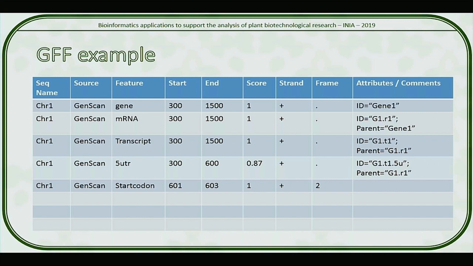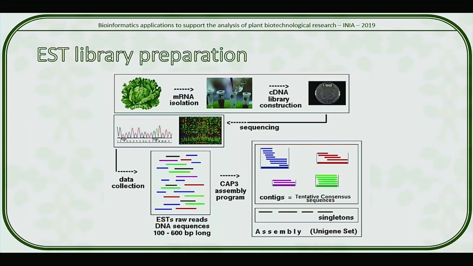Then the start: what's the start position of the feature? What's the end position of the feature? What's the score? If you use a program, it's likely going to give you a score of how reliable that feature annotation is, particularly if you're predicting genes. And in what strand it is placed.